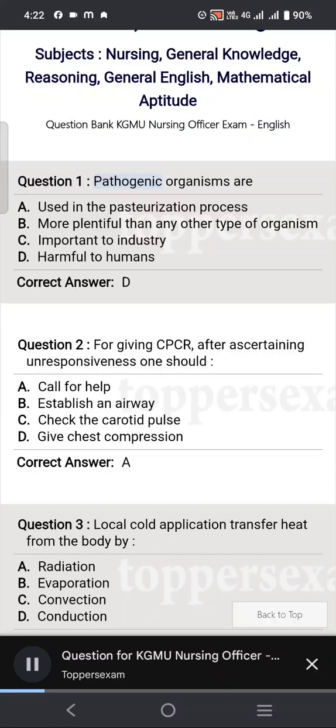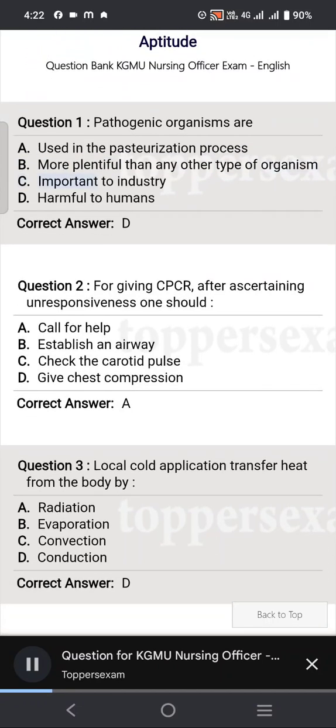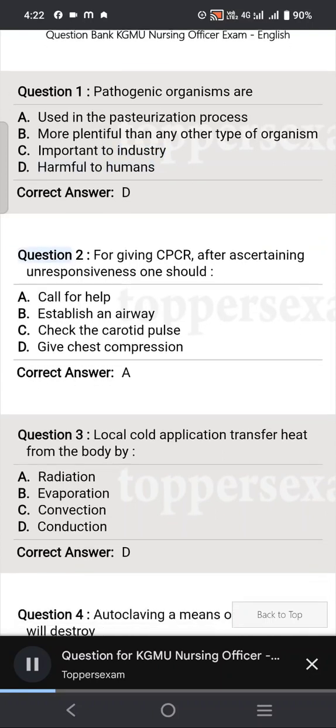Question 1. Pathogenic organisms are: A. Used in the pasteurization process. B. More plentiful than any other type of organism. C. Important to industry. D. Harmful to humans.